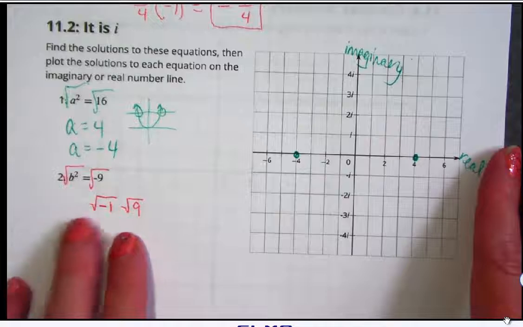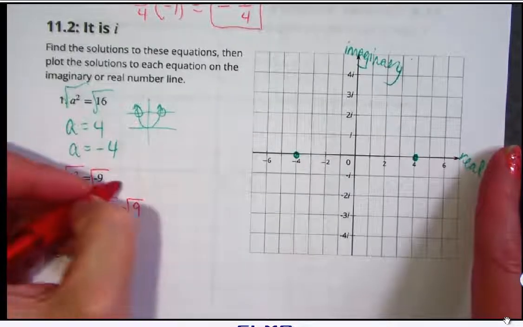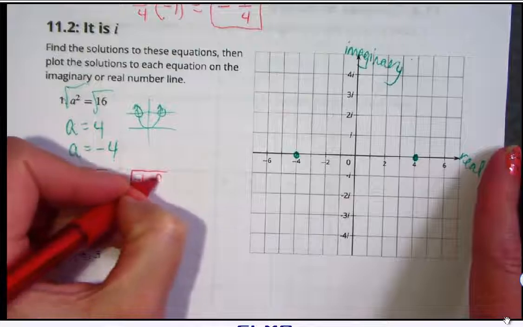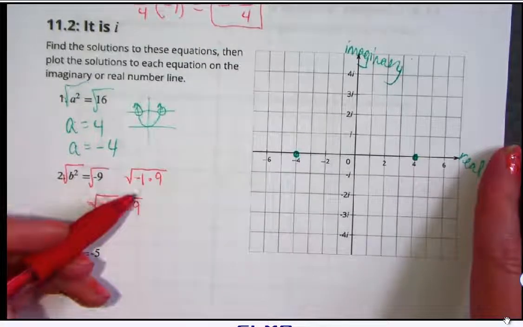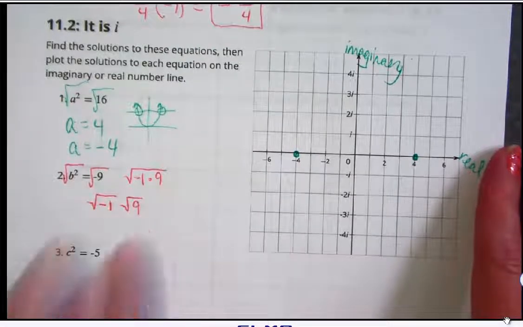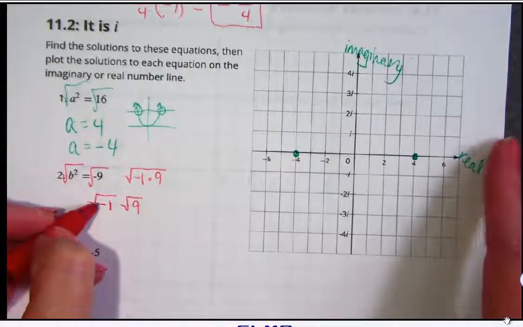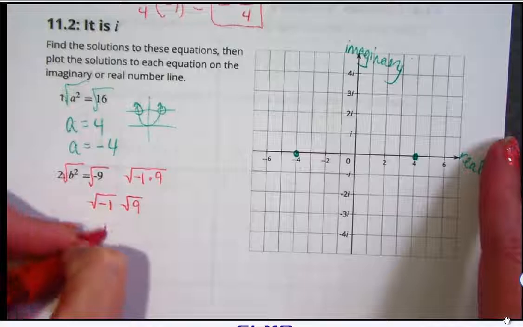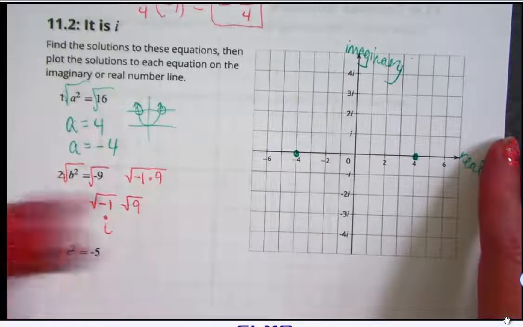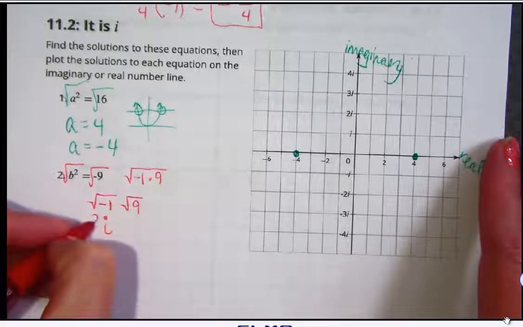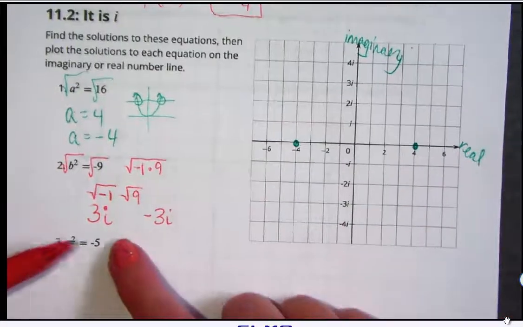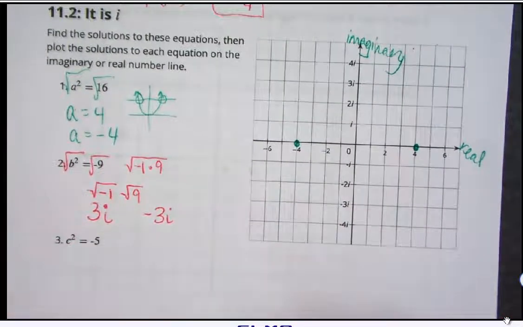Multiplying two separate radicals like this together still has the same value. I can take negative 1 times 9 and break it up into two parts. I do that because the square root of negative 1 is i, and the square root of 9 could be 3, or it could be negative 3. So this is how we're getting 3i and negative 3i.